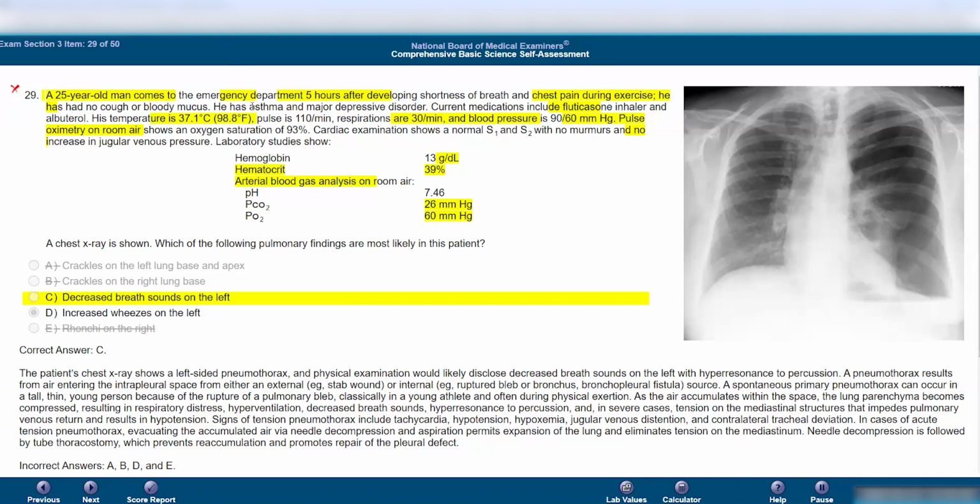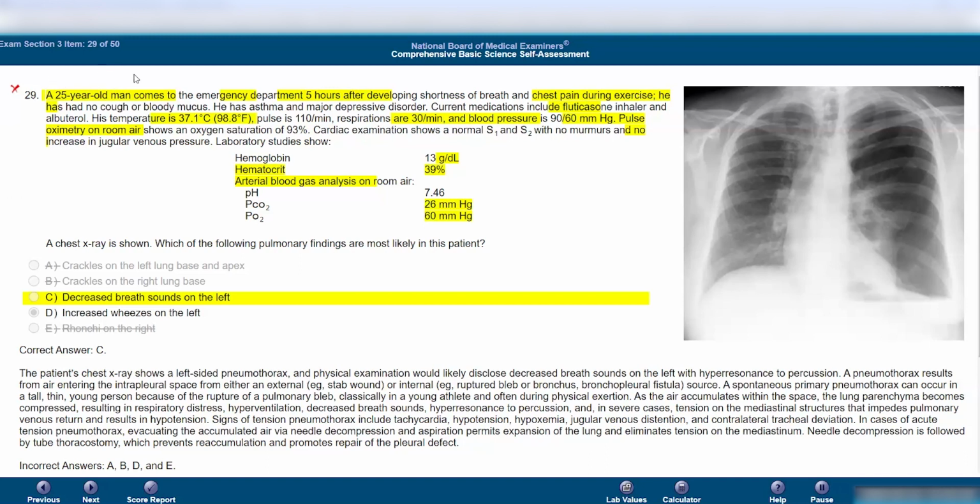So let's work through this. This is a weird case. If you know clinically super well, you can maybe get it, but you still need a chest X-ray. But it's a 25-year-old male, so young, with an acute issue. 5 hours is acute. Chest pain during exercise is never good in a 25-year-old. That's something where you're like, what's going on?